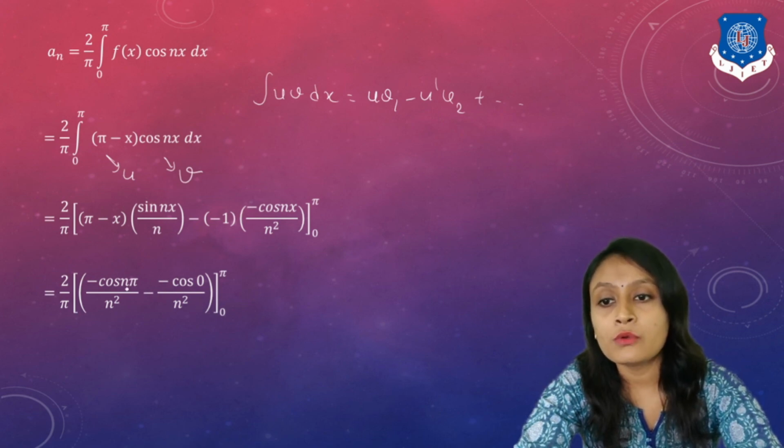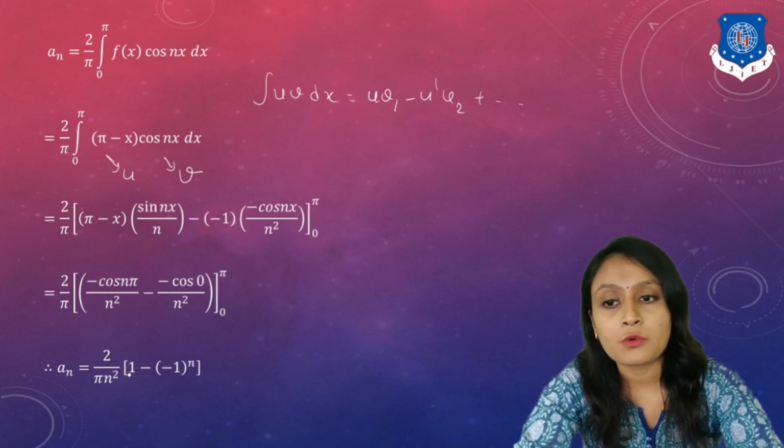Now we know the values. The value of cos n pi is minus 1 raised to n, and cos 0 is 1. So here minus minus plus, so 1 is taken here, and here we have minus 1 raised to n. So this is the final answer for an.